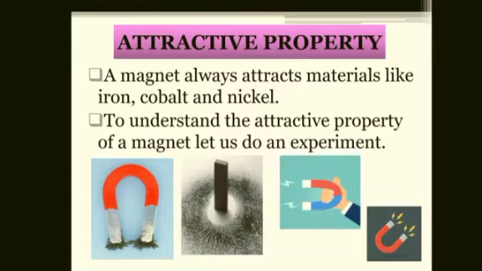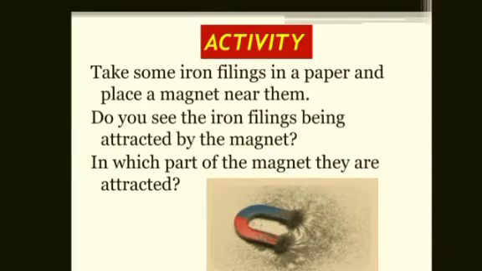Attractive property: a magnet always attracts materials like iron, cobalt and nickel. To understand the attractive property of a magnet, let us do an experiment. Take some iron filings in a paper and place a magnet near them. Do you see the iron filings being attracted by the magnet? In which part of the magnet are they attracted?